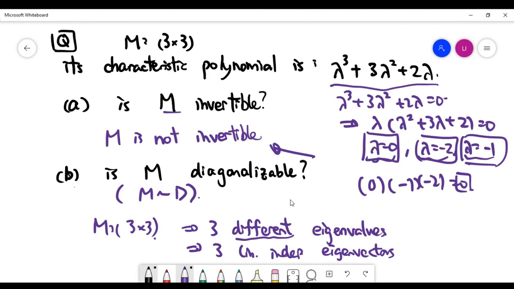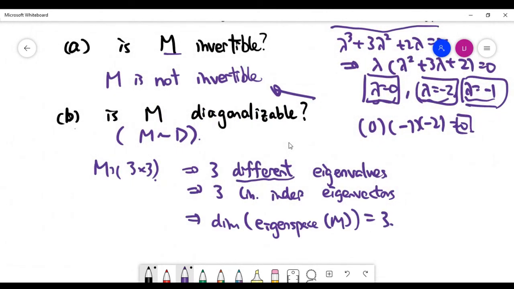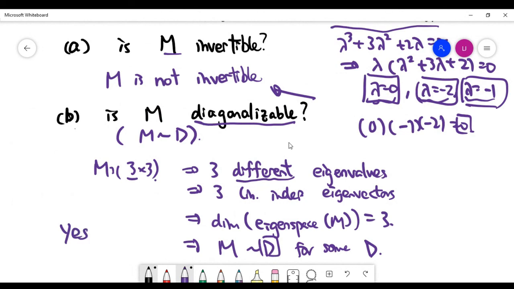And this fact implies that the dimension of the eigenspace of M is actually 3, right? And this fact is good enough to imply that M is diagonalizable. Actually, D has the property that all the diagonal entries are simply the eigenvalues of the matrix M. Anyway, we don't have to do a lot here. We just have to confirm that the answer is yes to this problem, and M is diagonalizable. And that's the end of this video.